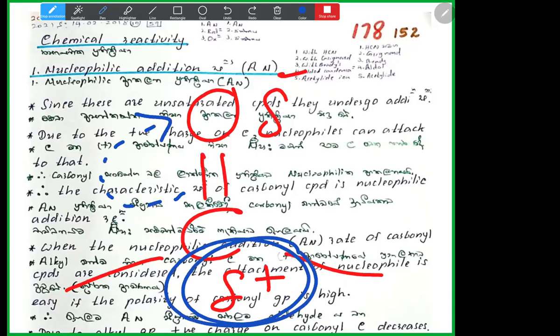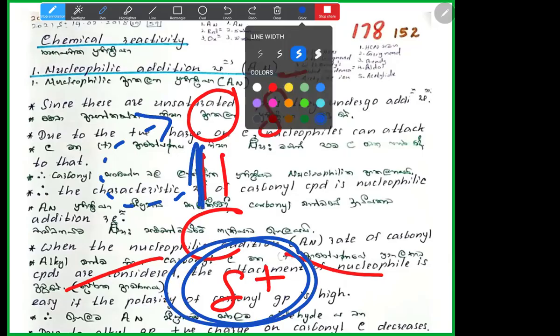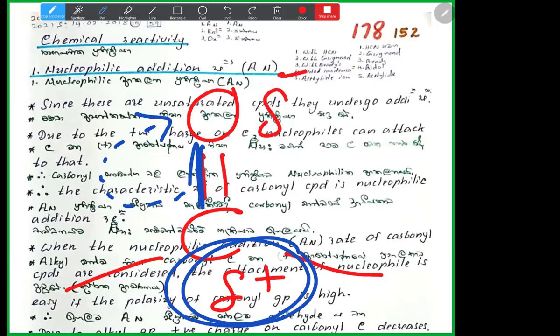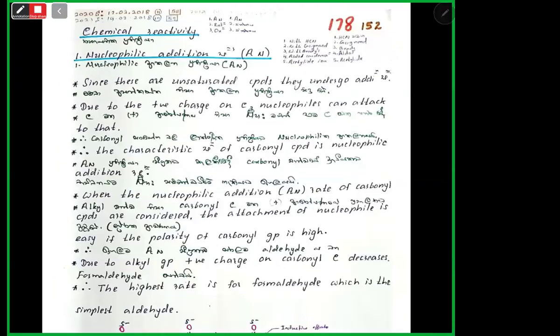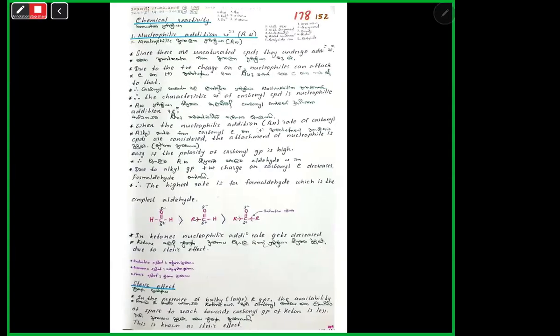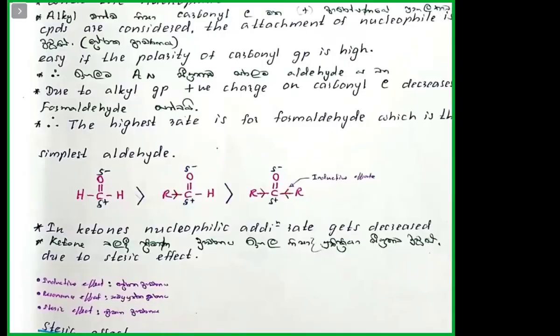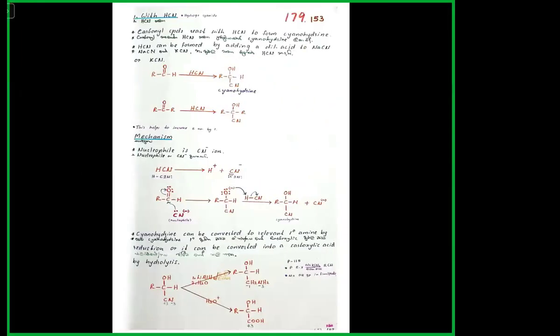Who comes and joins? Nucleophiles. What do they do? They break the bond. So the characteristic reaction type is nucleophilic addition: breaking the bond, then addition. These are the different reactions. See, the reaction rate increases with less inductive effect. More inductive effect means the C plus is weakening, so nucleophiles are discouraged.